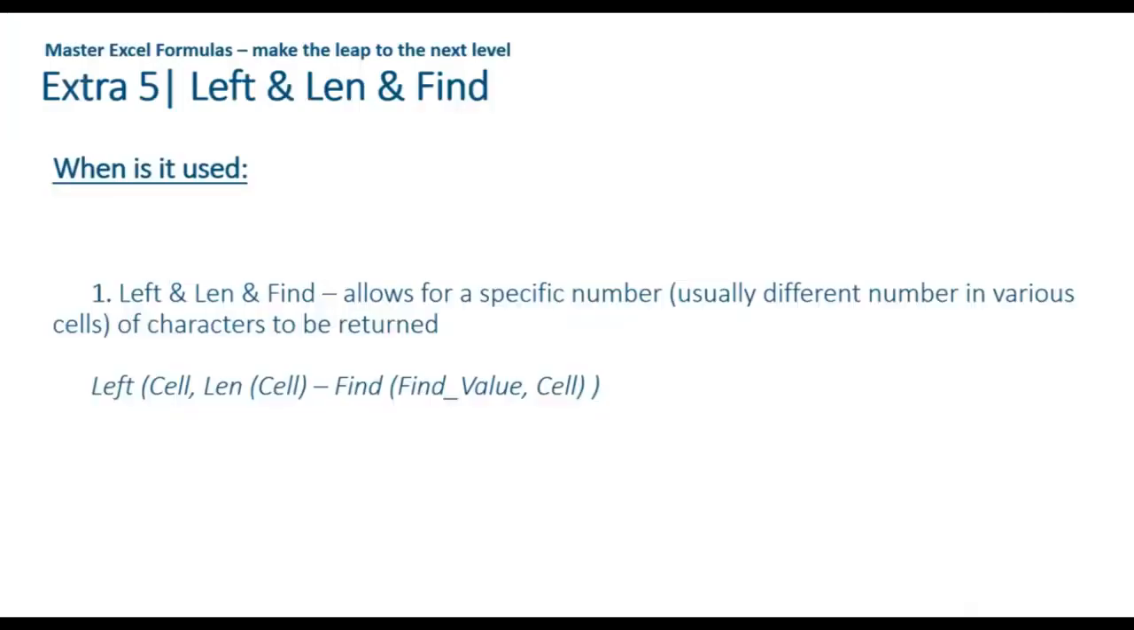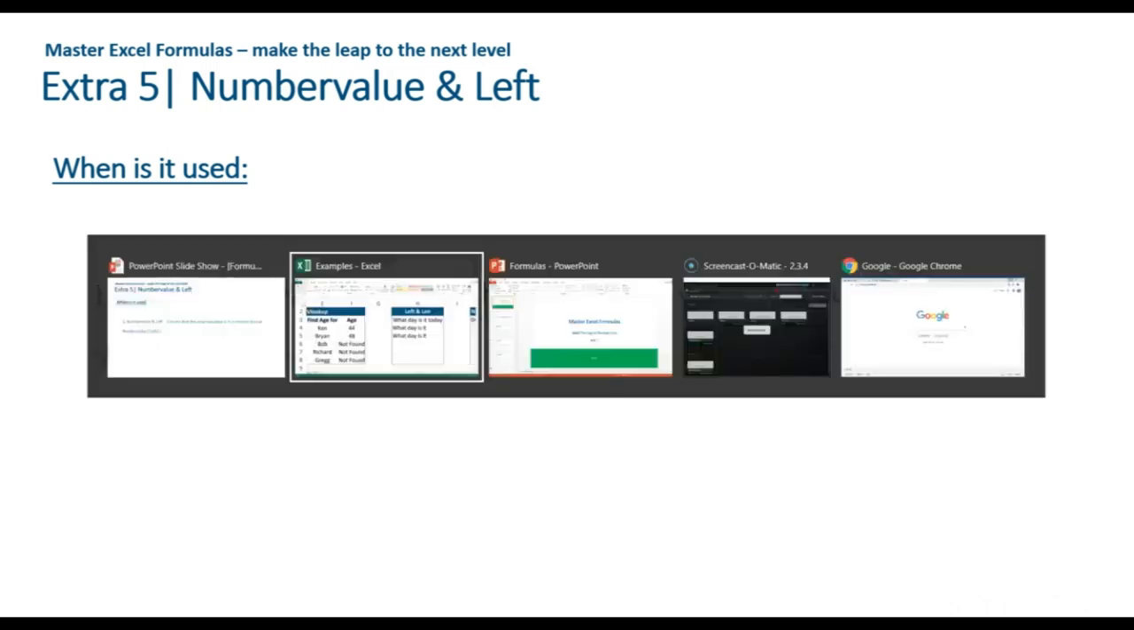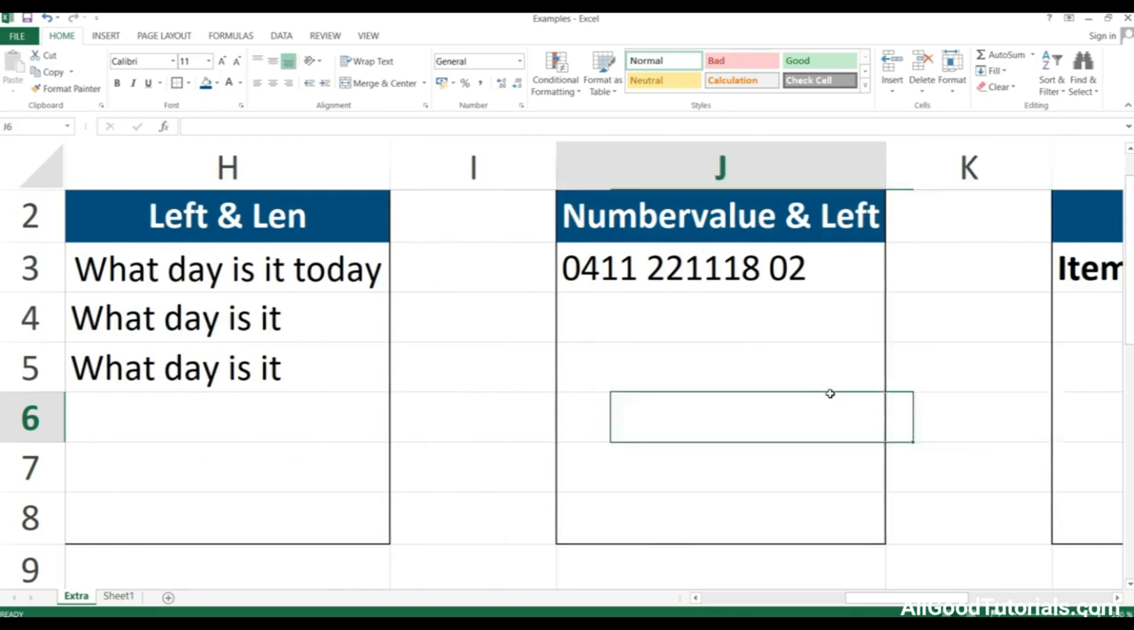Now going back to the presentation, we have the third combination of formulas, which is number, value and left. This combination ensures that the return value is in a number format. What do I mean by that? I'll show you in a little bit with the example. So suppose we have a number here, and this number is, let's say, in number format.